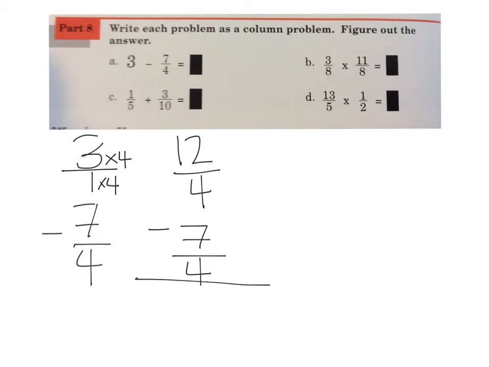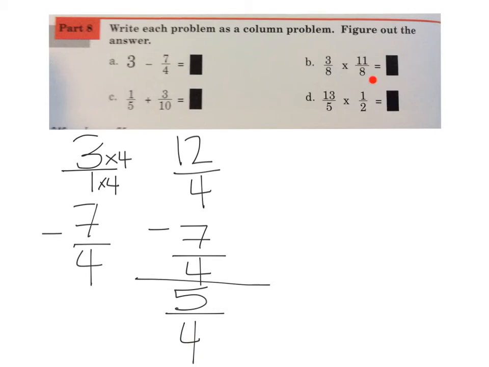So when I do my subtraction, my answer is going to have the same denominator all the way through. And I know that 12 minus 7 is 5. So I've got 5/4 as my answer. So this is the same thing we've done when we've done side to side, but now we just want to get used to seeing it as an up and down problem.